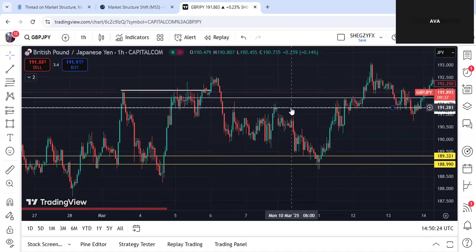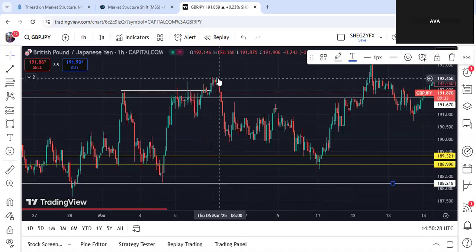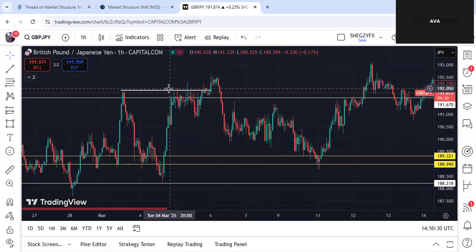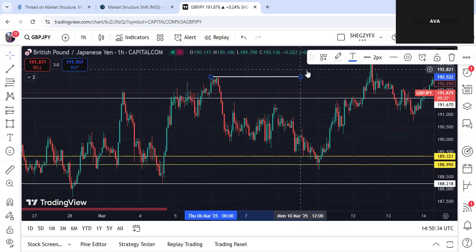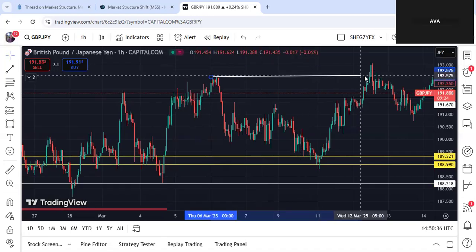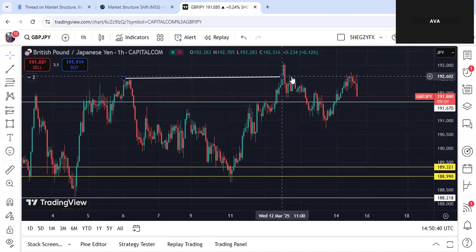You put your stop loss there again and you target the previous side. This is the previous side again. So you can see the previous side now. So now it has broken the previous side. What happened here again?